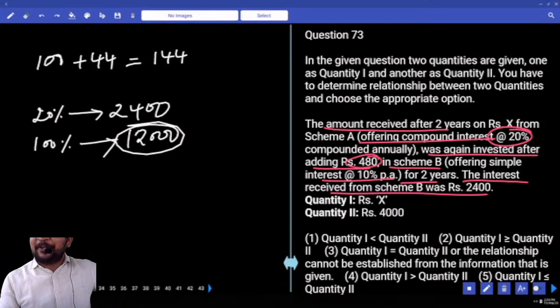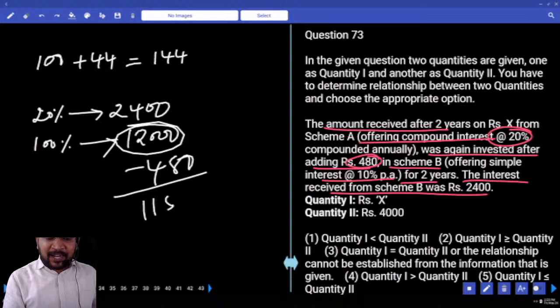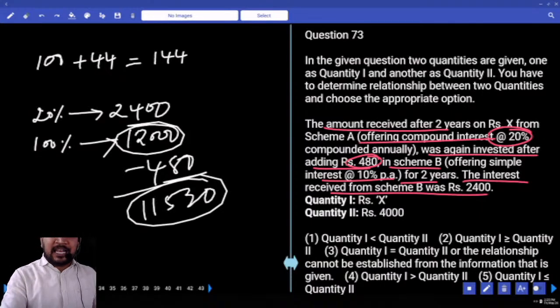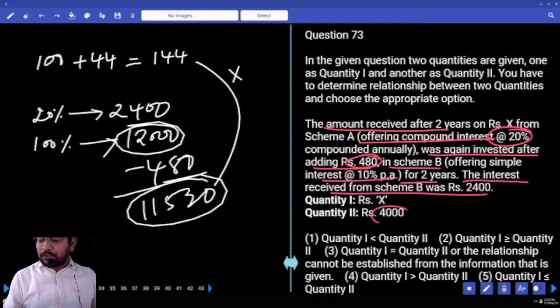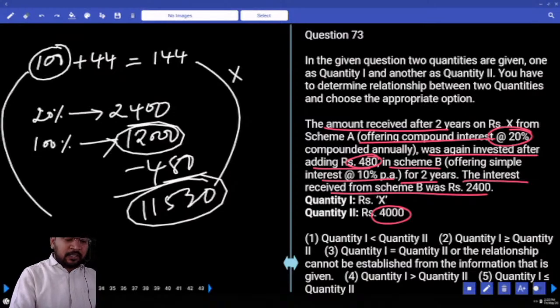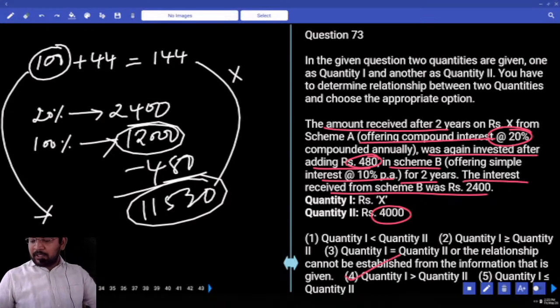You are adding only 480 rupees. If you subtract 480, the remaining will be how much? 11,520. Yes or no? This 11,520 is the 144 part only. Whatever amount you receive from scheme A, you have to keep the entire money in scheme B. Are you clear or not? 144 parts is 11,520, so 100 parts will definitely be more. No need to calculate. That will be more than 4,000. Are you clear? So your answer is: quantity 1 is greater than quantity 2.